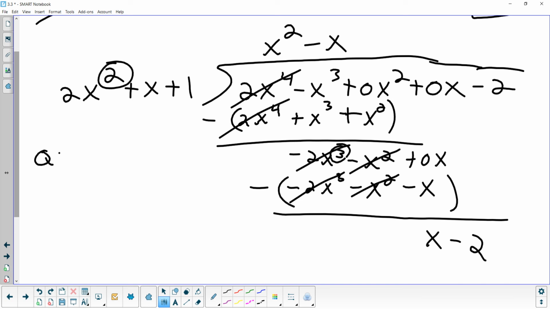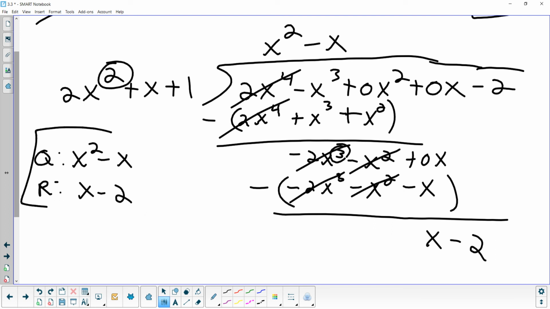So, answer. Quotient and remainder. And you could also write it the other way I showed you, but I'm just going to write it that way.